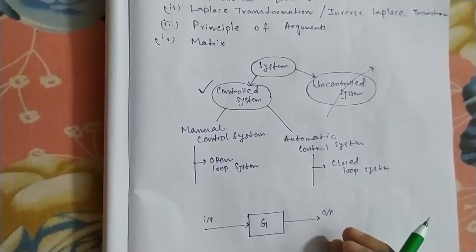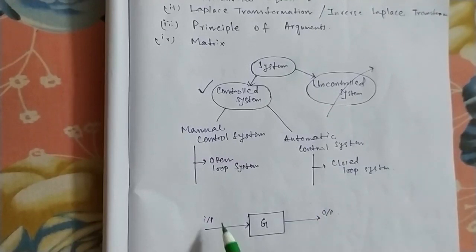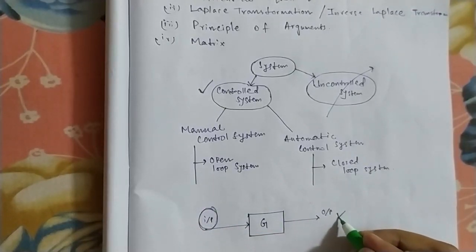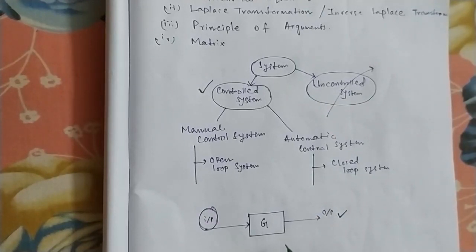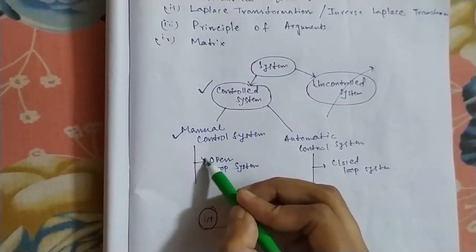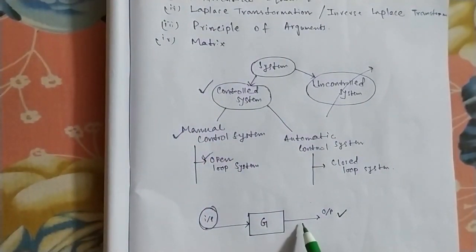If I want to change any output, I must change the input. There is no automatic system, that system is always manual. That means I have to change the input manually, then only will I get the change in the output. That is the open loop system or the manual control system. Why is this an open loop system? Because there is no loop.